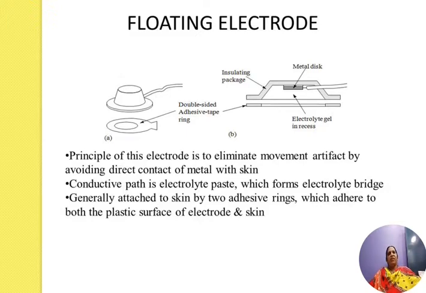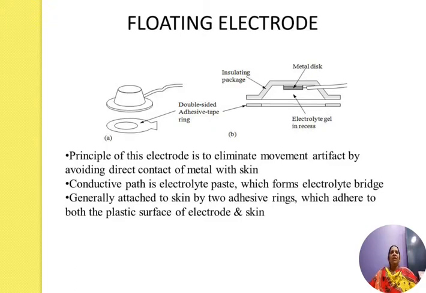The next one is your floating electrodes. The principle of this electrode is to eliminate movement artifacts by avoiding direct contact of the metal with the skin. The conductive path is the electrolyte paste, which forms an electrolyte bridge, and it is generally attached to the skin by two adhesive rings which adhere to both the plastic surfaces of the electrode and the skin.